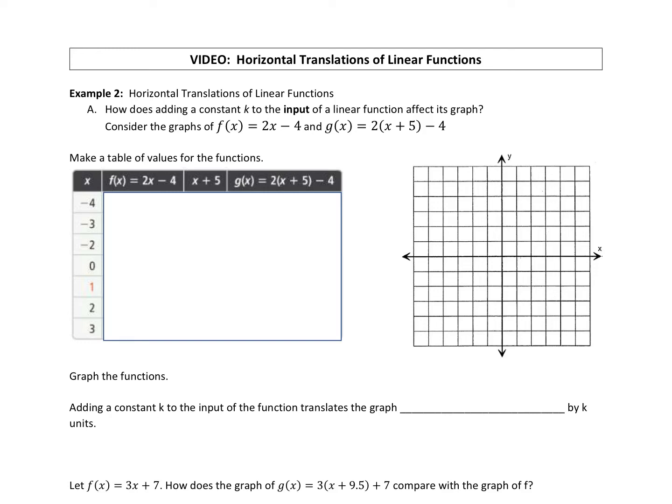All right, in our first example, we're going to take a look at a horizontal translation of a linear function. A horizontal translation is just going to take our linear function and shift it to the left or to the right, depending on the function.